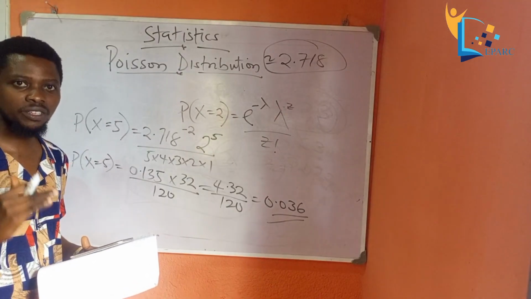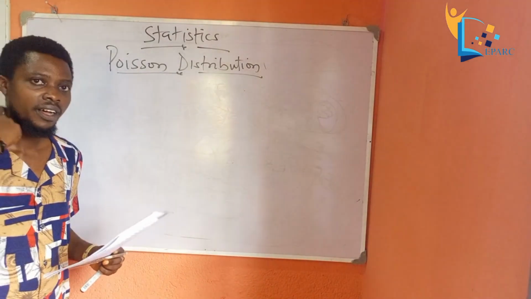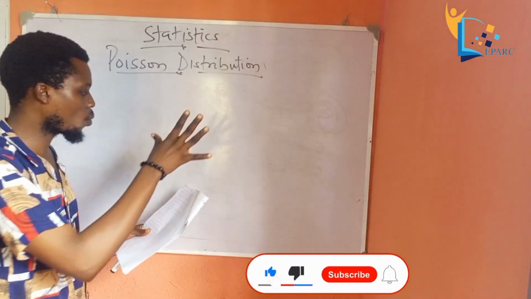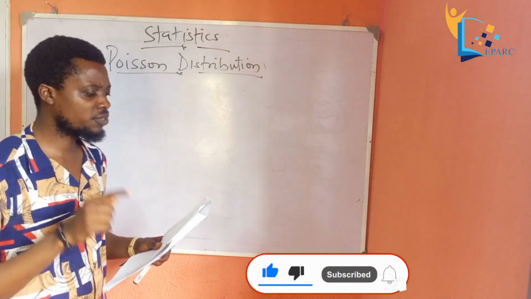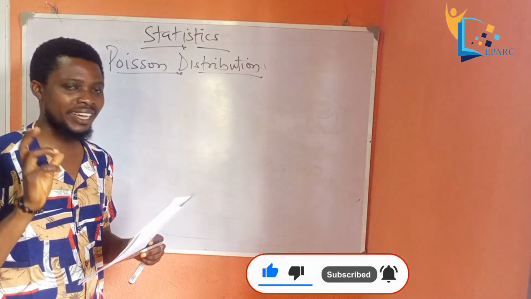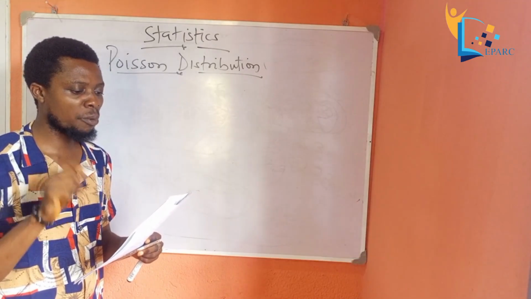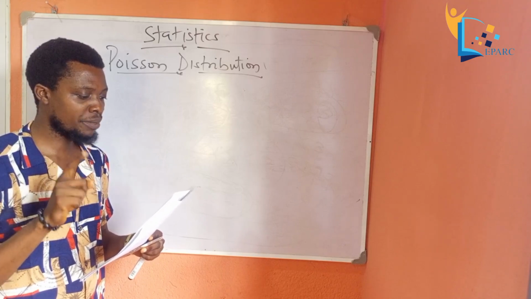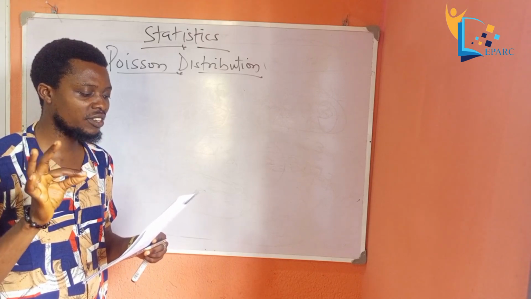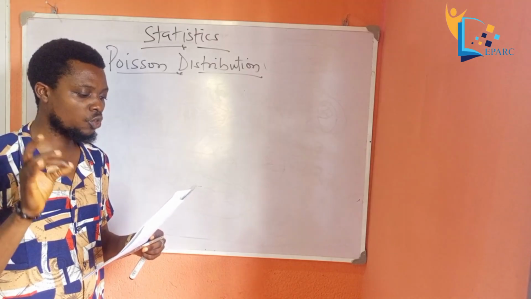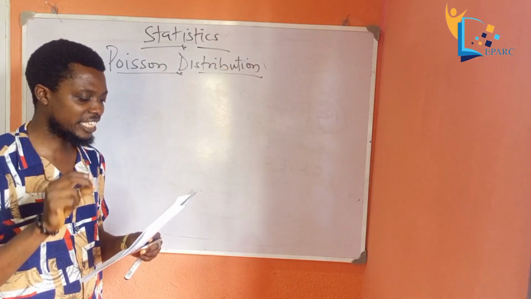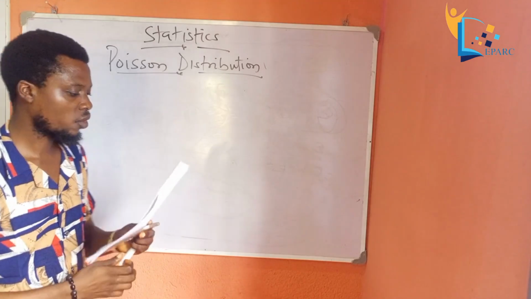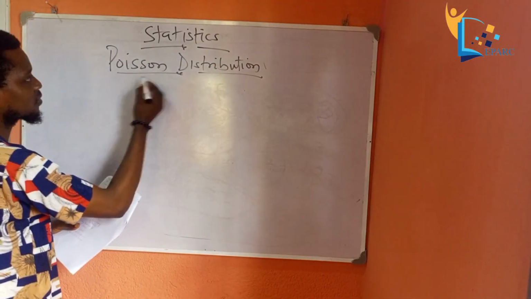I think that one you will understand properly. Welcome back. So the second question says, a business outfit receives an average of 4 calls per hour. Calculate the probability that: A, 6 calls are received in 1 hour; B, at most 2 calls are received in 2 hours; C, 2 calls are received in 2 hours; D, at least 2 calls are received in 1 hour. Okay, let's go back.